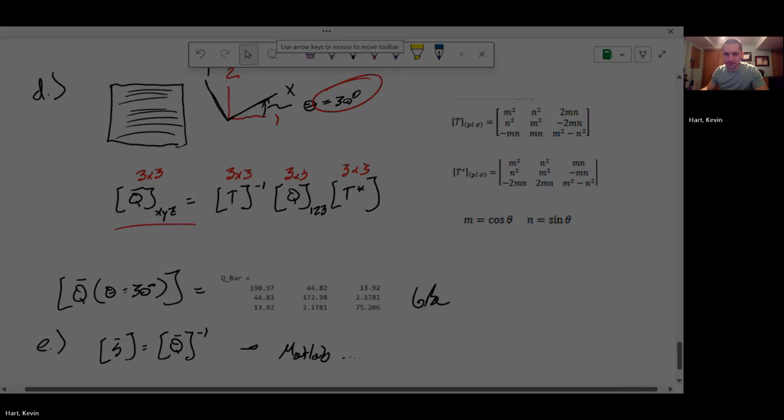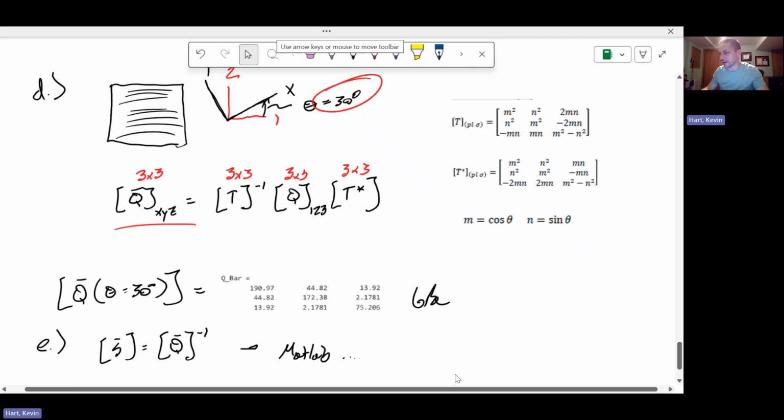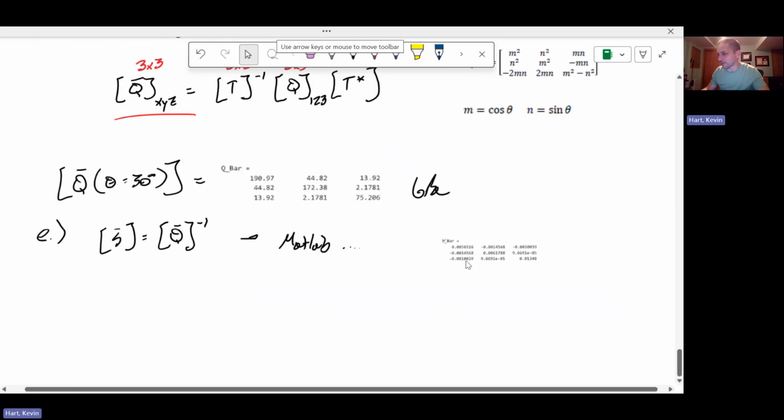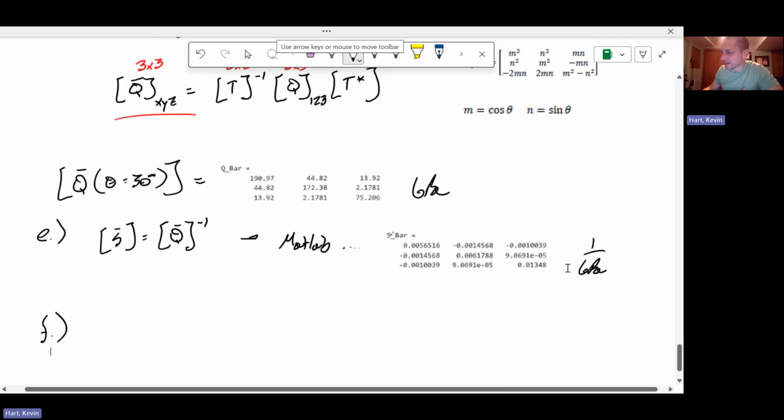I'm not going to ask you to do an inversion by hand on the exam, okay? So just be aware of that moving forward. So this is 1 on GPa. This is part E. Let's look at F.